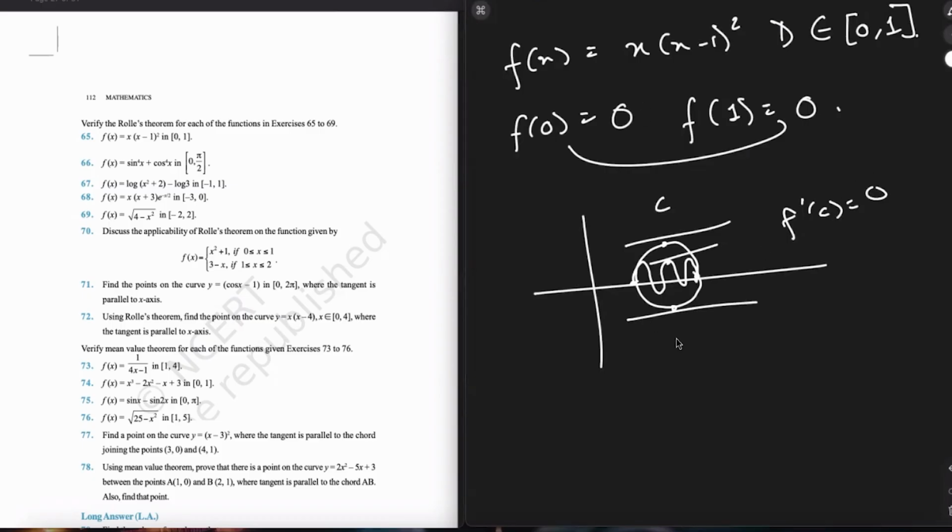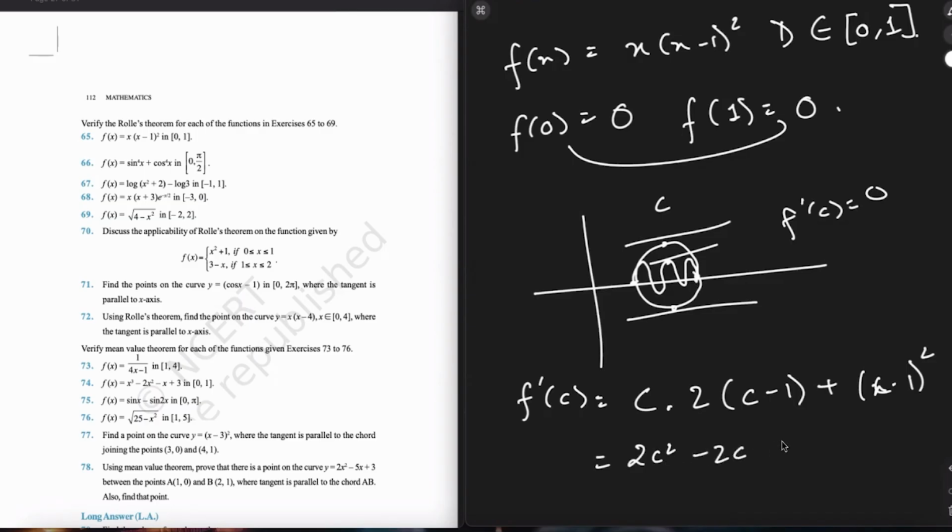So if I put f dash c equal to 0, first f dash c, I write it as c times 2 times (c minus 1) plus differentiation of this will be 1 times (c minus 1) whole square. So 2c square minus 2c plus c square plus 1 minus 2c. C square, 2c square, 3c square minus 4c plus 1. So on putting this equal to 0, I'll get my c.